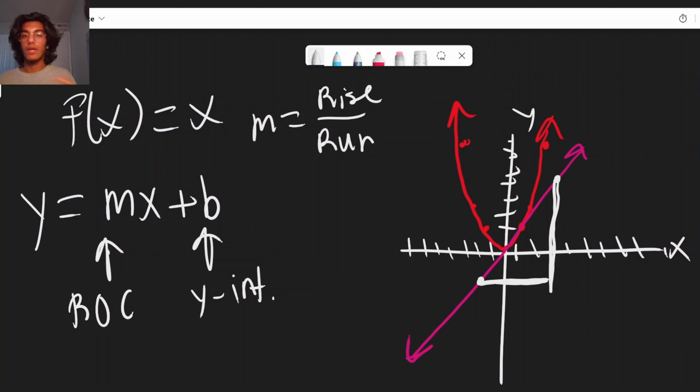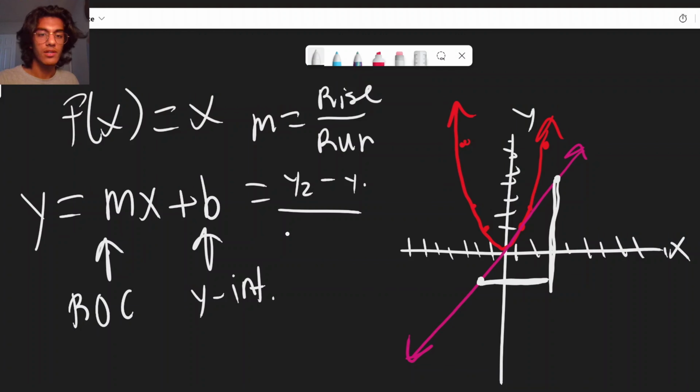Now in more mathematical terms, we say it is y2 minus y1 over x2 minus x1, where this would be y2, or this can also be y2. It doesn't matter which one you choose as long as you're consistent with what you're subtracting it from. And this is what I mean by the rate of change being constant, because I can also choose these 2 points.